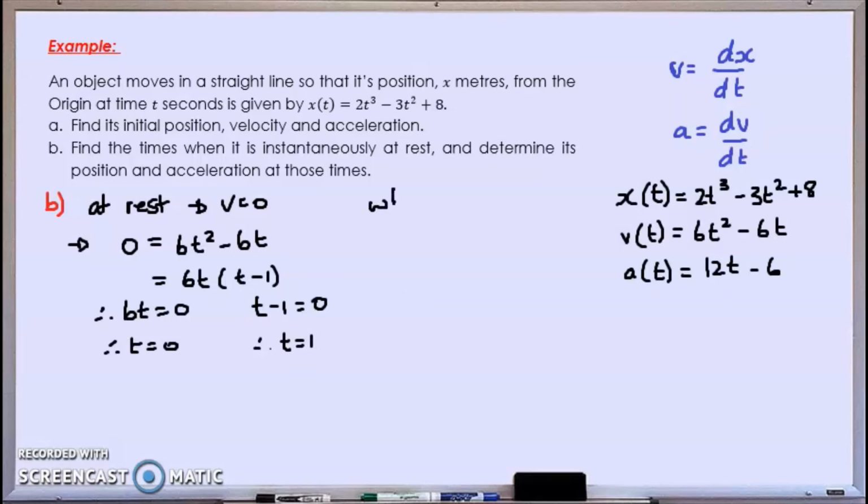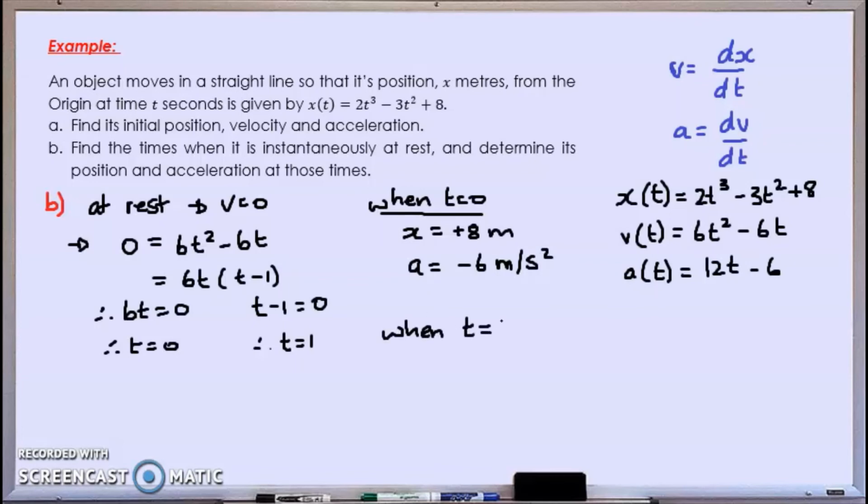So when t equals 0, my displacement or position will equal plus 8 meters, and my acceleration will equal negative 6 meters per second squared. And that was actually part A.